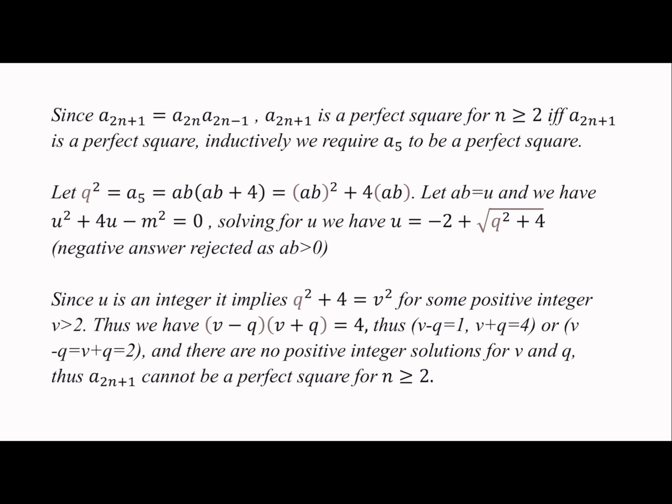Therefore, we would have v minus q times v plus q equals 4 using the difference of squares, and we will have v minus q equals 1, v plus q equals 4, or v minus q equals v plus q equals 2. Solving them, we actually find no positive integer solutions for v and q. So that means there are no solutions such that a_(2n+1) can be a perfect square for n larger than or equal to 2.